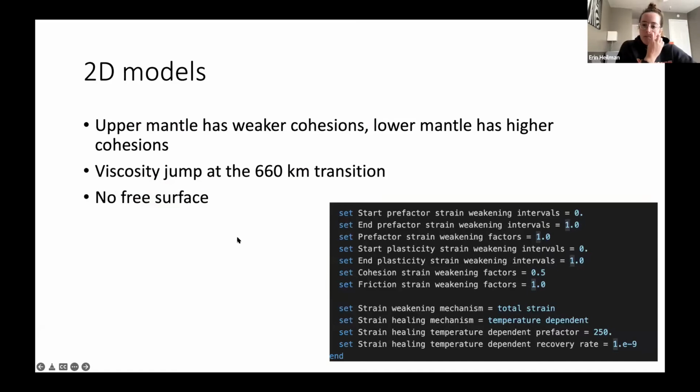For the setup for the models, there's a prescribed viscosity jump at the 660 transition. We had no free surface, and there's a weaker yield stress in the upper mantle and a greater yield stress in the lower mantle. This was the setup for the rheology itself, where you have strain weakening and then strain healing. And this is how you would set the parameters for strain healing for the models.